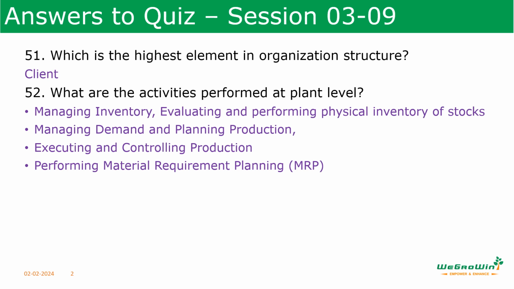At plant level, the inventories are managed, the physical inventory stocks are carried out, the demand is managed, planning of production is done, execution and controlling of production is done, and material requirement planning is done.